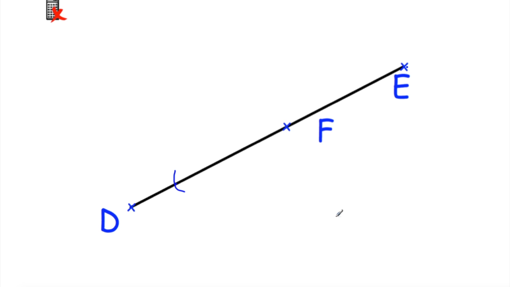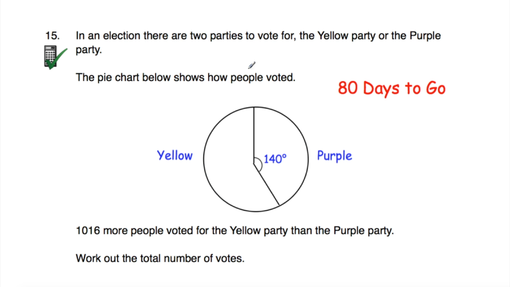Again, it would be over halfway, and then do the arc above and below, and then whenever you join those up, it would be perpendicular to DE, and it would pass through the point F. Okay, so question number 15 is a pie charts question.